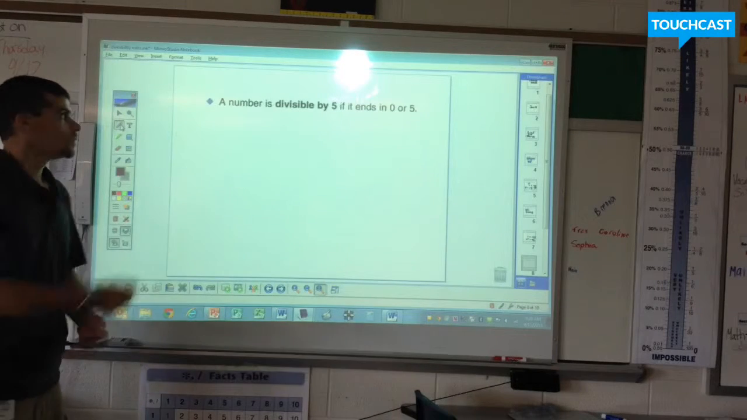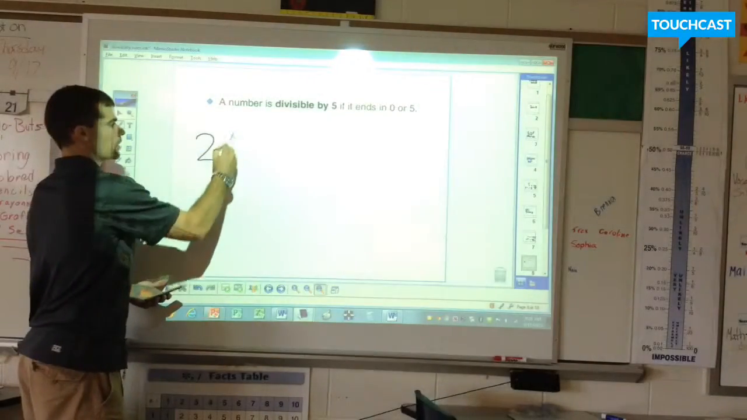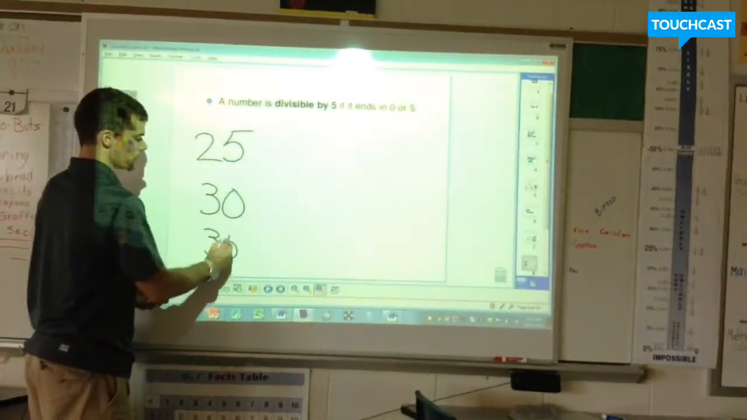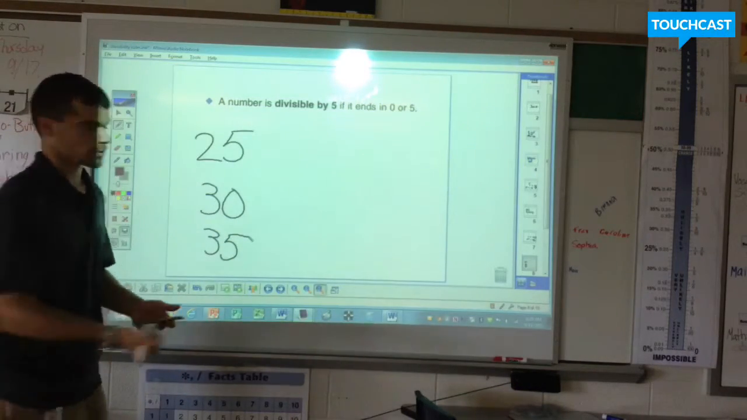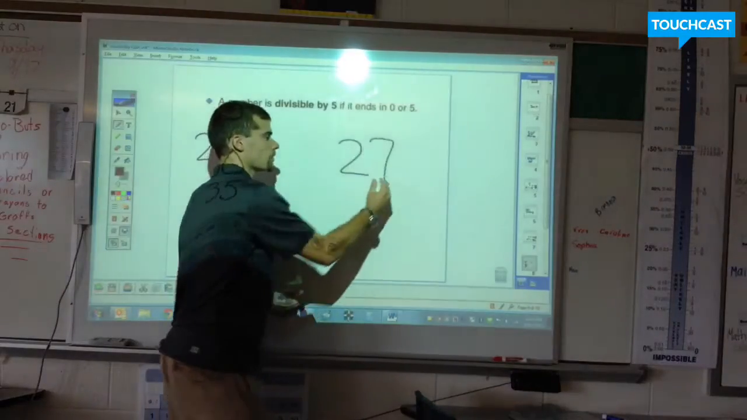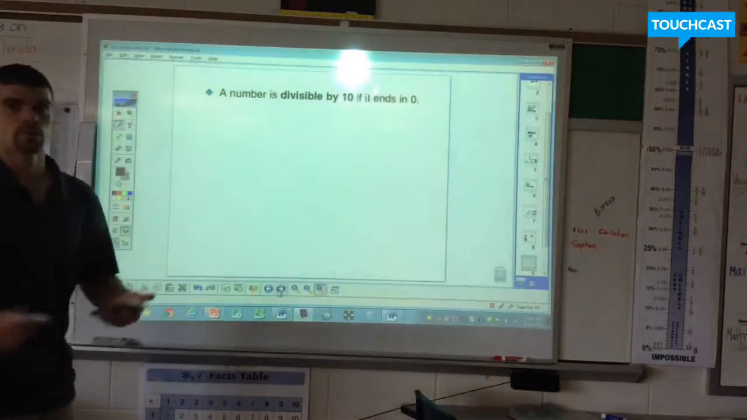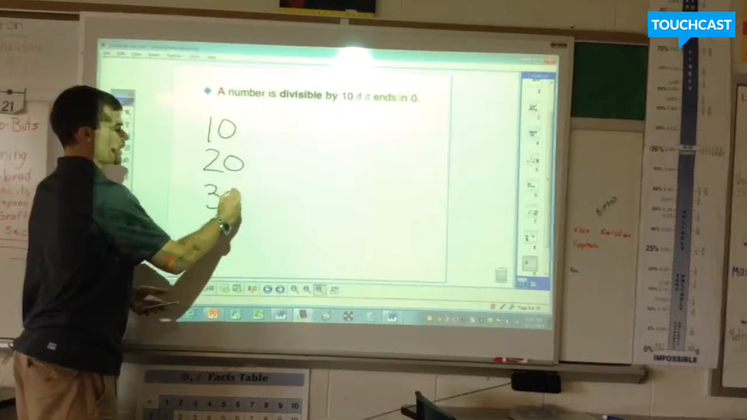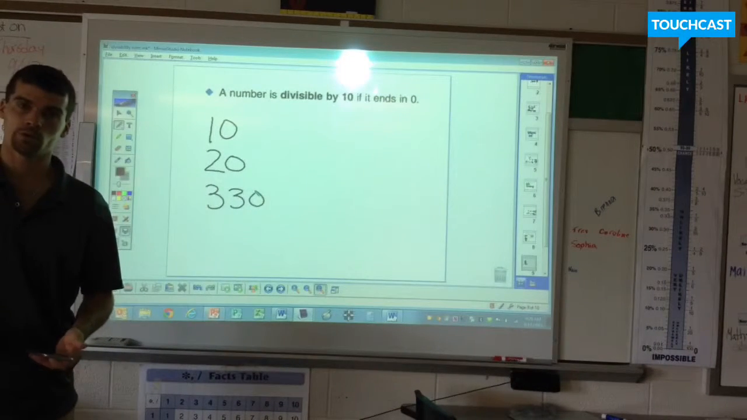Divisible by 5: if the number ends in 5 or 0, it is divisible by 5. All of these would be examples. And we know that by counting by 5s, and we'll always land with a 5 or a 0. So for example, 27 is not divisible. 10 is relatively the same, except it's only counting by 10s. It's only numbers that end in 0. So those are our divisibility shortcuts.